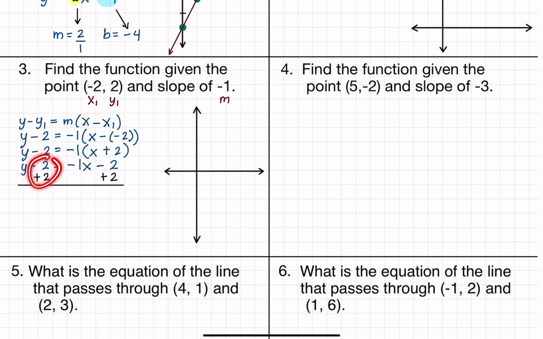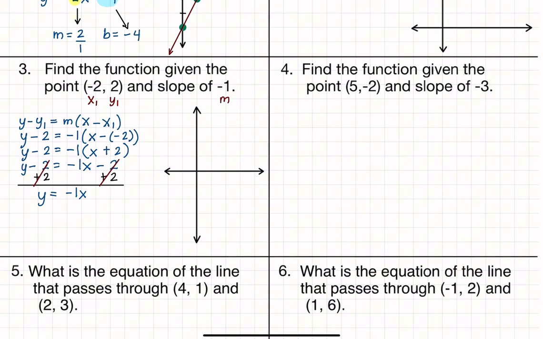So -2 plus 2 will be cancelled because it's 0. Bring down y is equal to, bring down -1x, and -2 plus 2 is also cancelled because it's 0. So class, this is already in slope-intercept form.